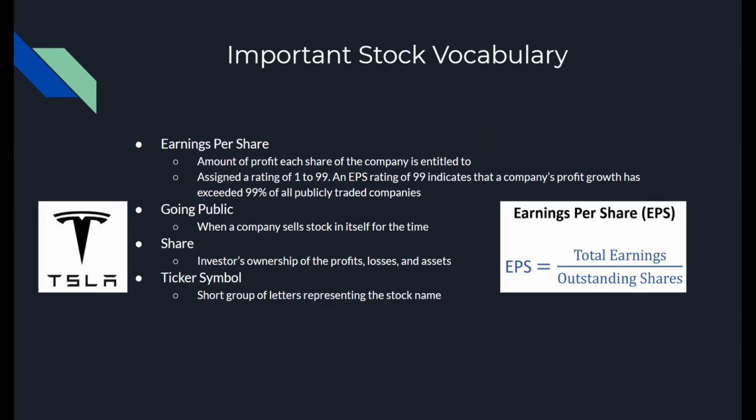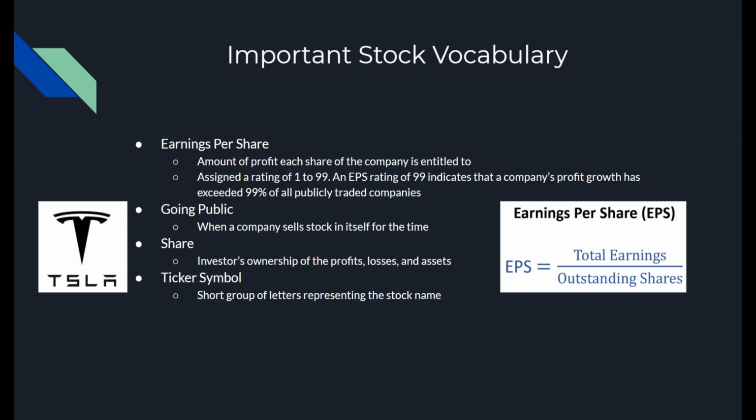Some important stock vocabulary, and we're going to get more into this when we get to the financial classes later on. But these are just some to keep in your head. Earnings per share is the amount of profit each share of the company is entitled to. So earnings per share is their total earnings divided by outstanding shares. And you can get all this information on Yahoo Finance. It's right there. It's provided for you. It's very easy to find out.